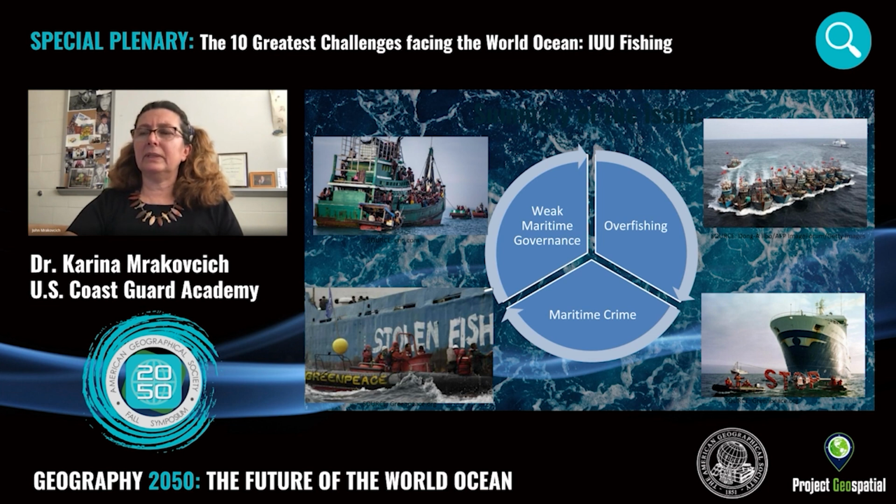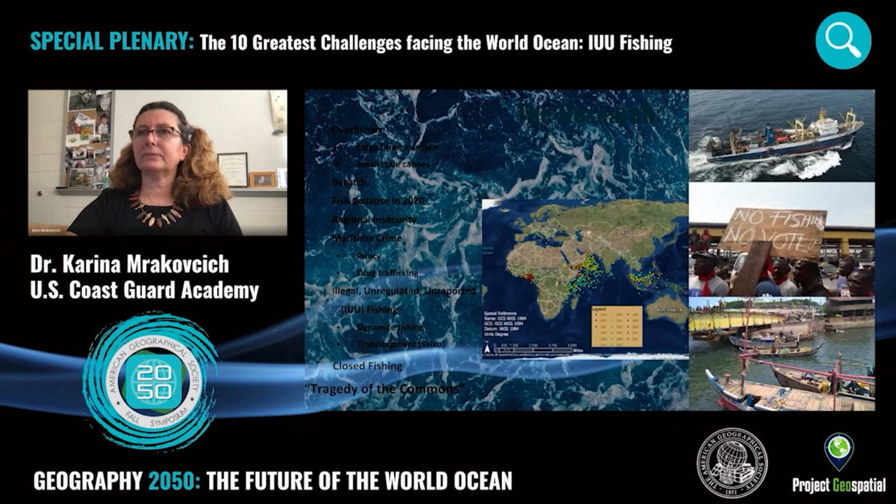And this creates a feedback loop where more maritime crime creates instability in the country and more pressure to overfish, which weakens a country's ability to govern its waters. In West Africa, fish represent the single most important source of animal protein. It's a way of life for coastal communities.